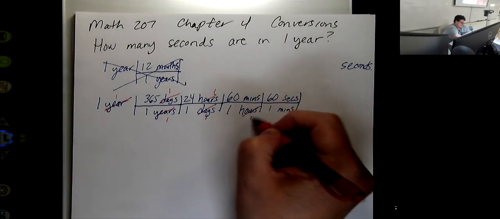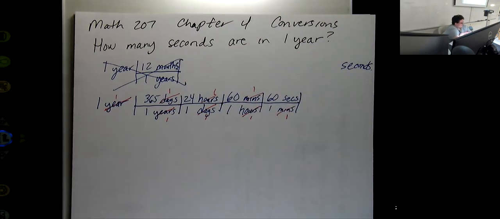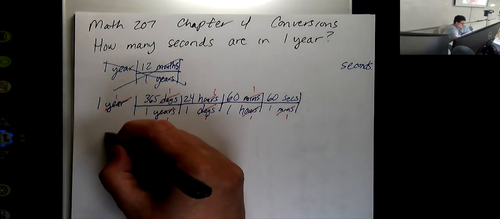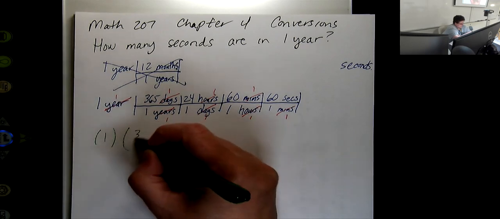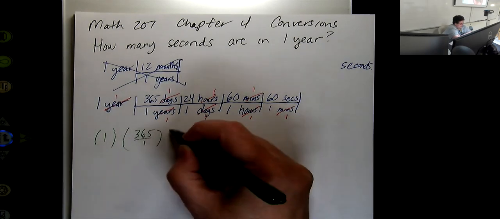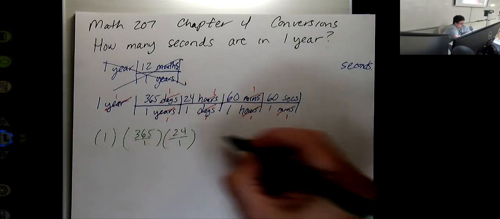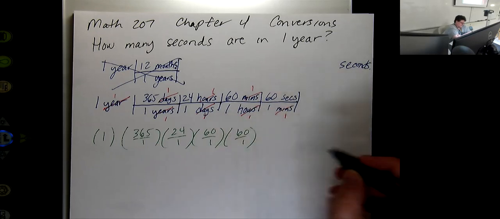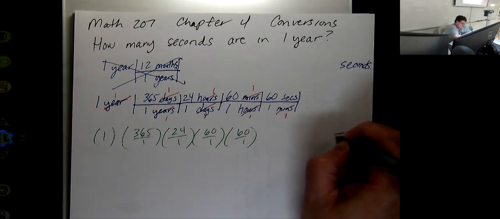And we can see that we've managed to cross off years, days, hours, and minutes, and now we're just down to seconds. So our units are in seconds. So these bridges act like multiplication. So I'm going to take the 1 outside, multiply it by 365 over 1, 24 over 1, 60 over 1, and 60 over 1. And when we do that, we should be in seconds.